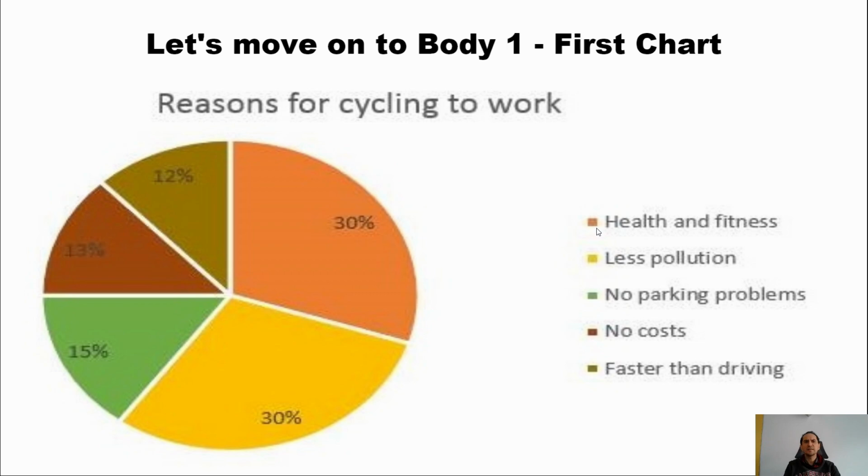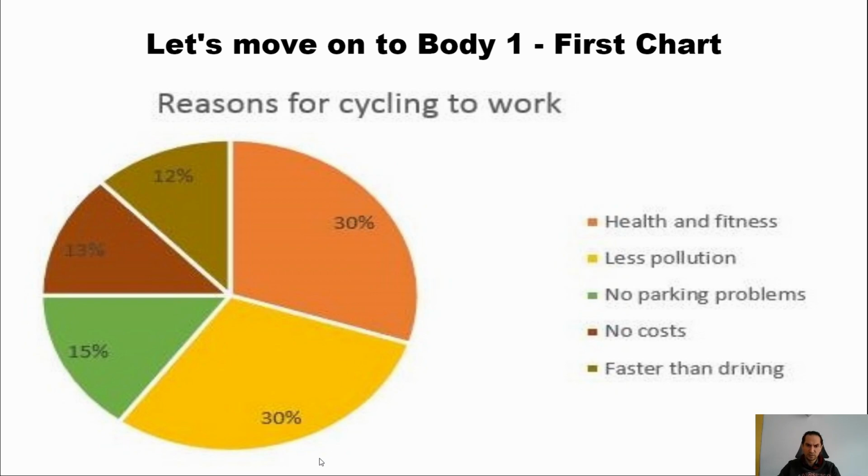So now let's move on to body first. Okay, the first body paragraph. Now body first, again you can do different styles as I mentioned earlier. Now I will do the first chart, okay? So the reason for cycling, when I look again, so health and fitness and less pollution have the biggest part in the pie, okay?